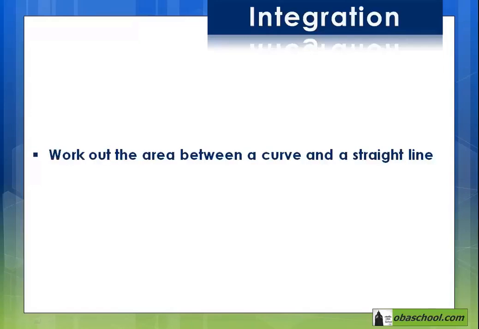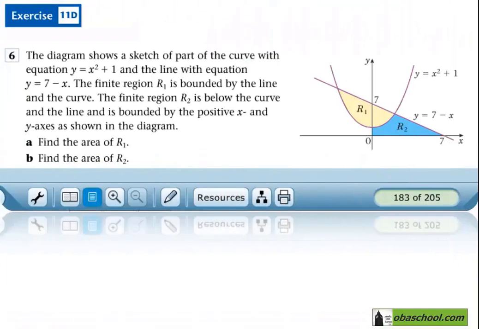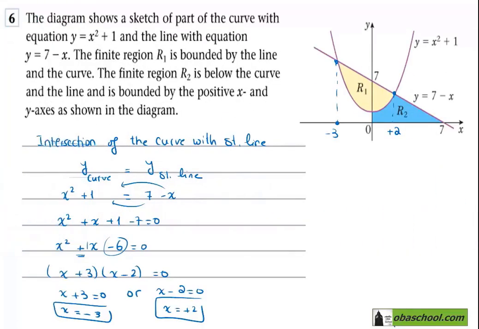In this tutorial, we will continue the previous exercise. This is the exercise that we were working on. We already calculated the area of the finite region R1. In order to do that, we calculated the intersection between the curve and the straight line, which were -3 and +2. Then we found the area of R1.